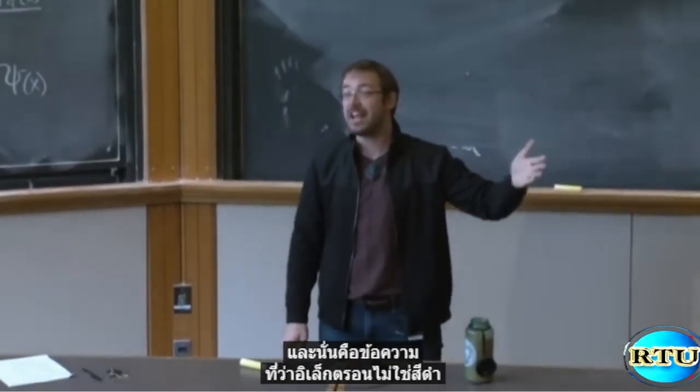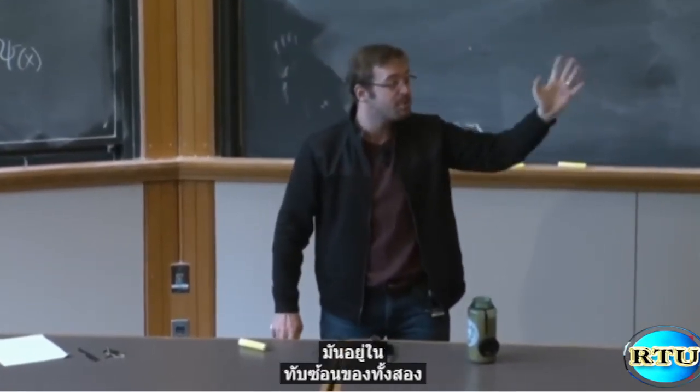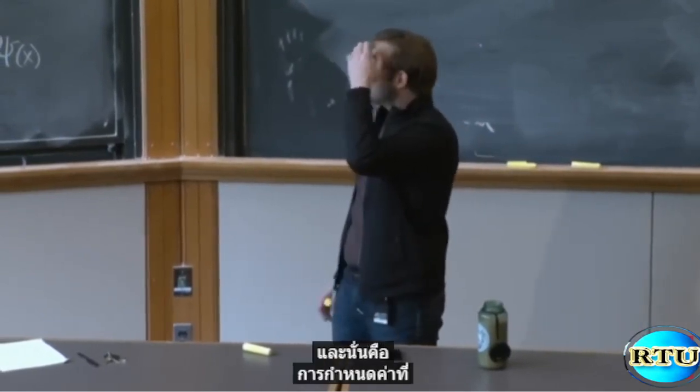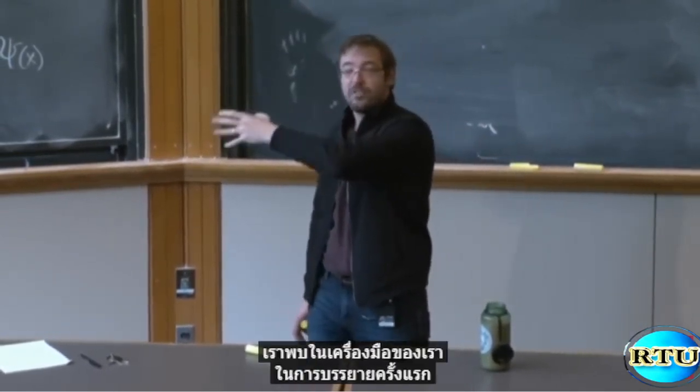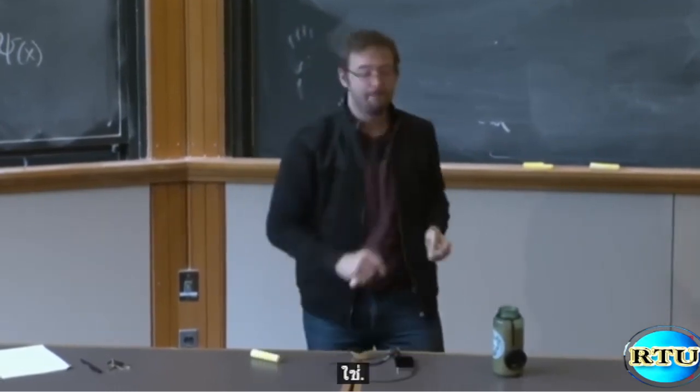in an arbitrary superposition of being black and white. And that is a state in which the electron is not black, the electron is not white. It is in a superposition of the two. It does not have a definite color. And that is exactly the configuration we found inside our apparatus in the first lecture.